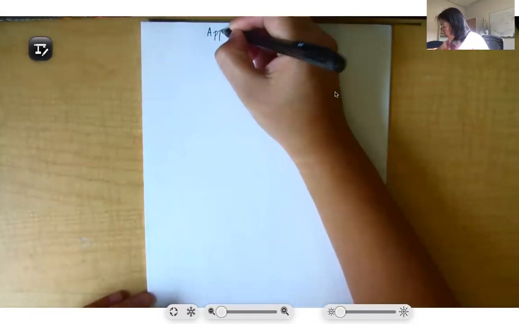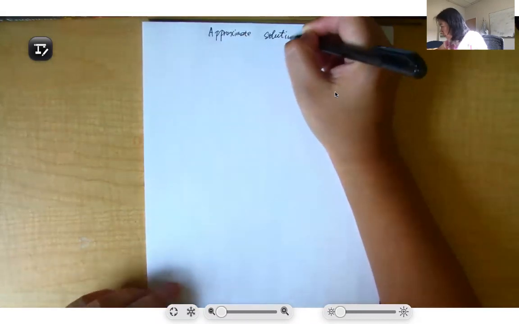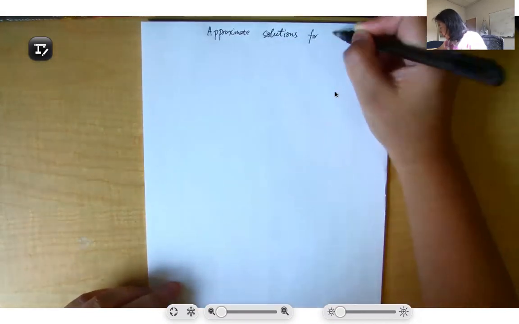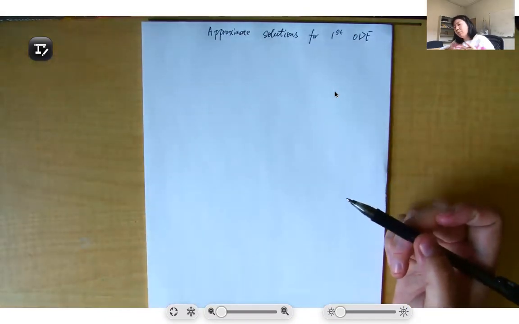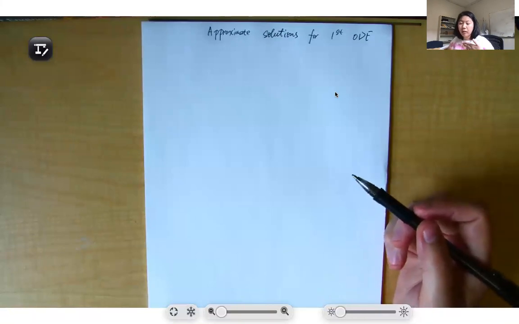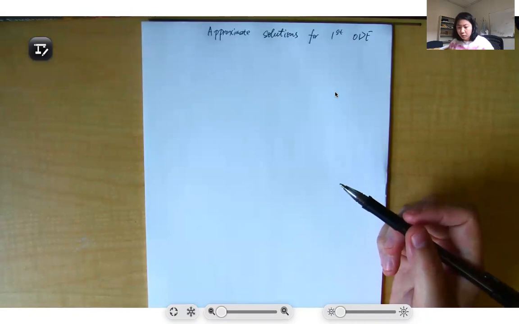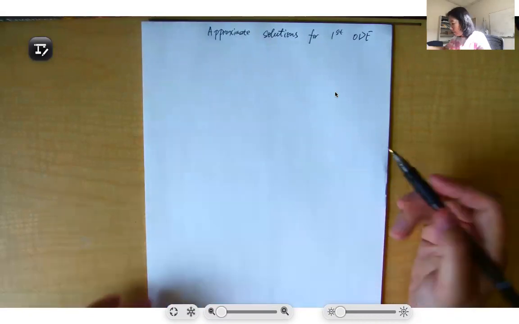So today we will talk about the approximate solutions for ordinary differential equations. Approximate solution for first order ODE. Sometimes not all first order ODEs you can solve analytically. So we will use the power of approximate solutions or numerical solutions to help us get the first order ODE solution.